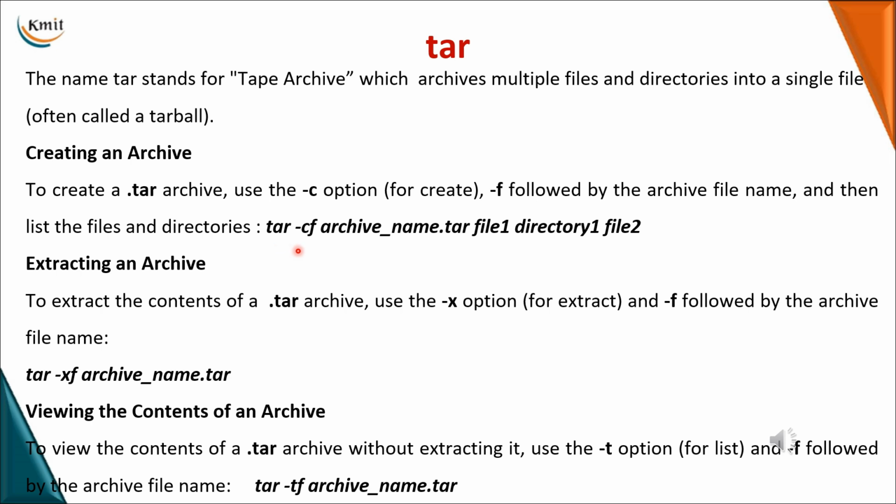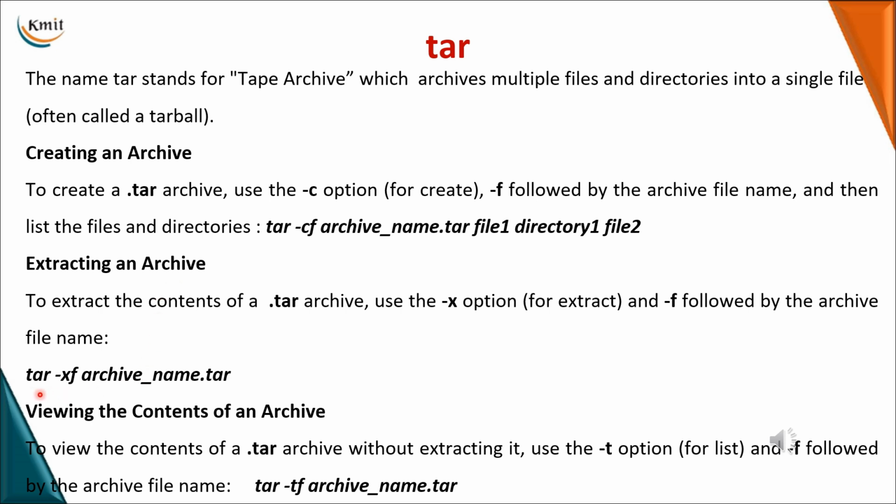Tar is the command, -c stands for create, and f is the file. And I'm specifying the name of my archive file, and also the input to my archive file. So the content of file 1, directory 1 and file 2, I want all these three things to be clubbed together into a single archive file, and the name of my archive file is archive_name.tar.